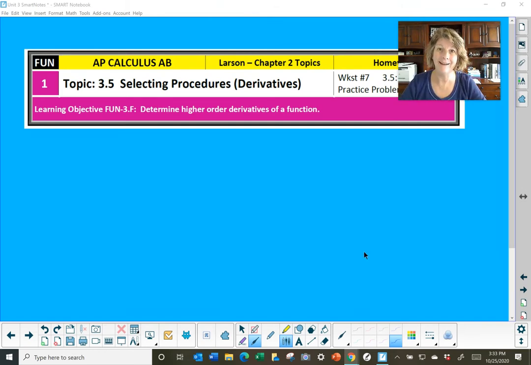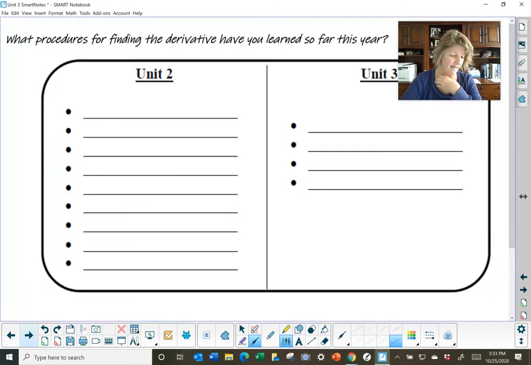All right, finally I'm ready. Let's look at lesson 3.5, and that is selecting procedures for derivatives. What this does is kind of combine unit 2 with unit 3, all those techniques that we've been learning about derivatives, and compile them into one big pot. So you'll see on the next page, I've got a little review chart for you to go through.